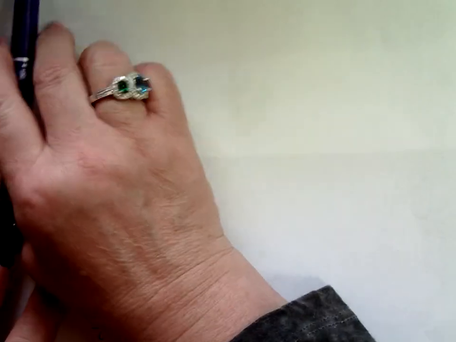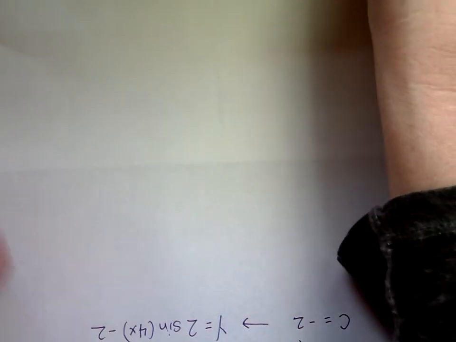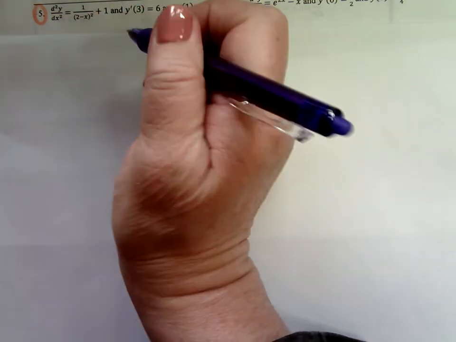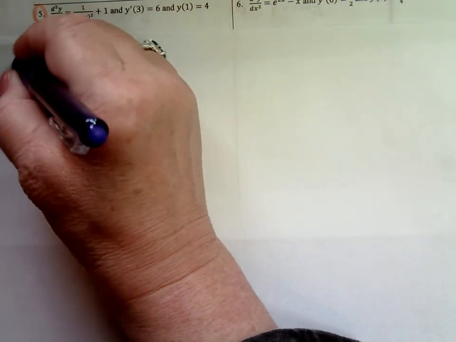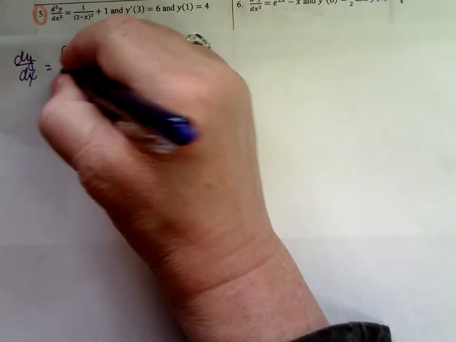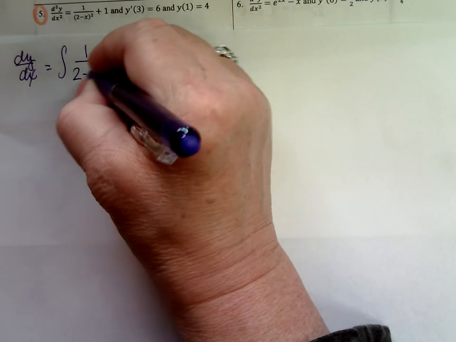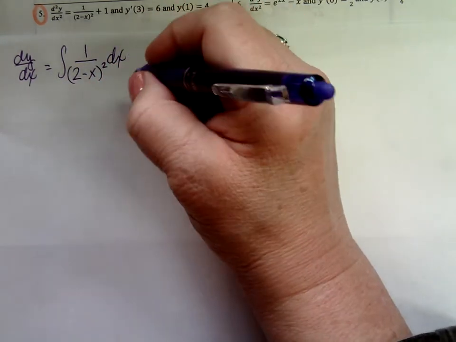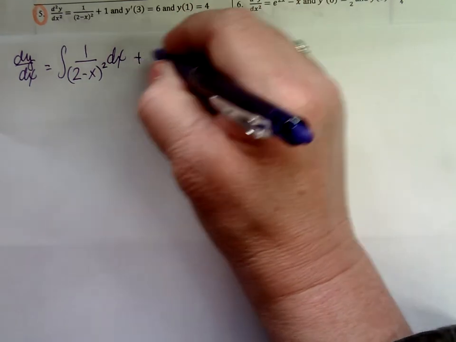Make it so you can see it. They gave me the second derivative, and they want me to go to the actual original equation, so I've got to go backwards twice. I'm setting this up so that I can integrate it and get down to dy over dx. I integrate 1 over 2 minus x squared with respect to x, and then I've also got a plus 1 dx.